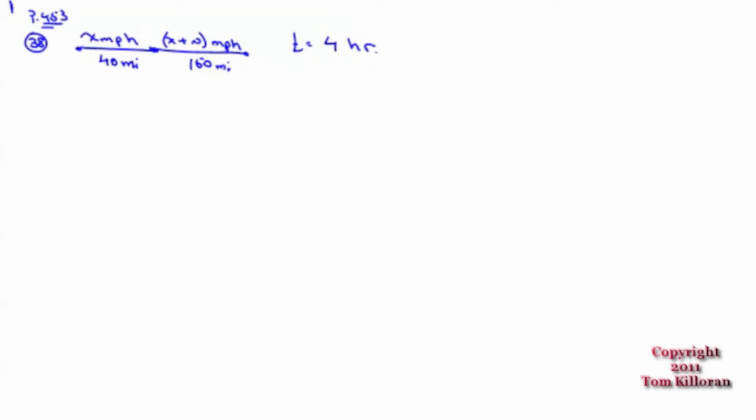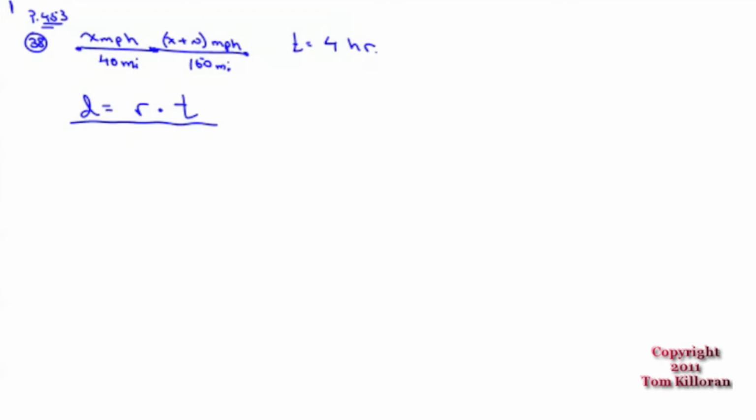So what formula associates all this information together? Distance equals rate times time. Now, how many of these equations are we going to come up with? Two, because there's 2 distances, there's 2 different rates, and there's going to be 2 different times.